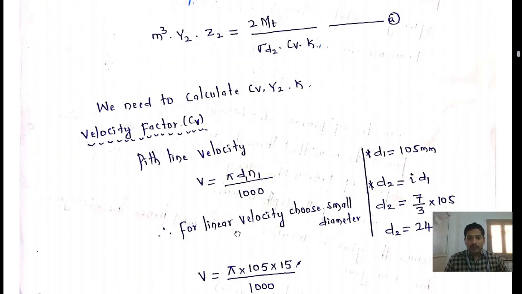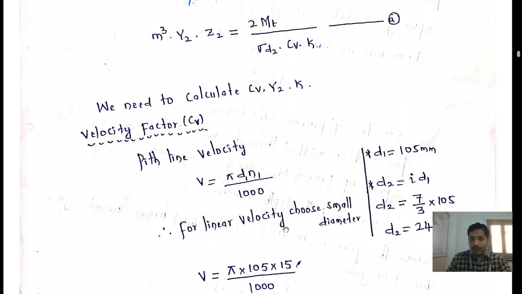Okay, then after that we need to find out the value of the velocity factor. We have the formula of velocity, v is equal to pi d1 n1 by 1000. So pi is as it is. Here the diameter of the spur gear is given as how much? 105. Okay, so the diameter of the pinion d2 is equal to i into d1. Here i is already given as 7 by 3, into d1, which is 105. So if you multiply, then you will get d2 as 245 mm.